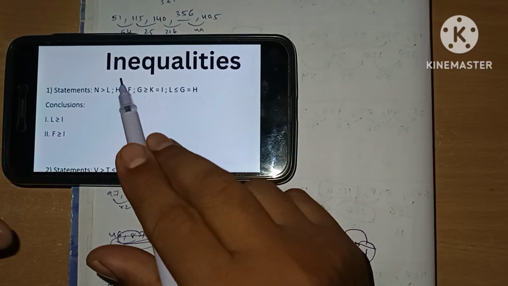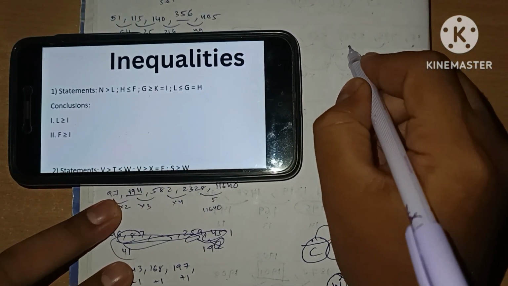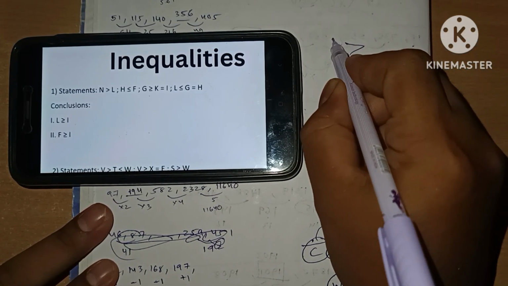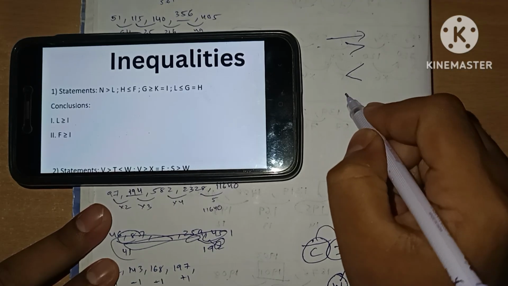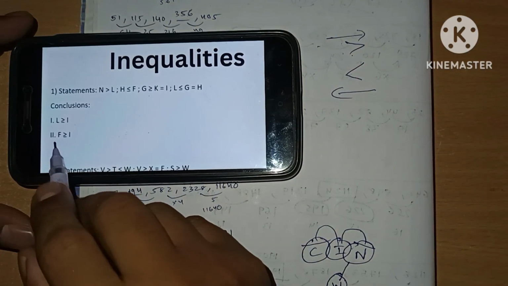Now we are going to see inequalities. First, the basic concept we use is the flow method. If we see a symbol like this, we check the flow from this side to this side. If we see a symbol like this, we check the flow from this side to this side. Let's see with the questions.